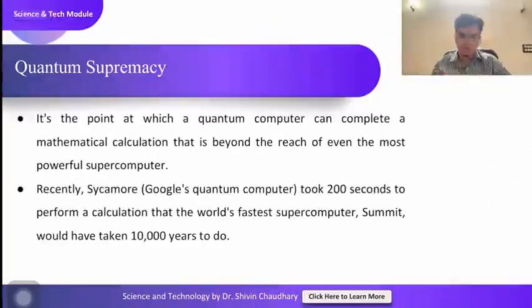This is quantum supremacy, and Google's quantum computer Sycamore took 200 seconds to perform a calculation. At that time, Summit was the fastest computer. Now Fugaku is the fastest computer. It would have taken 10,000 years for Summit to do, right? Sycamore did it in 200 seconds.